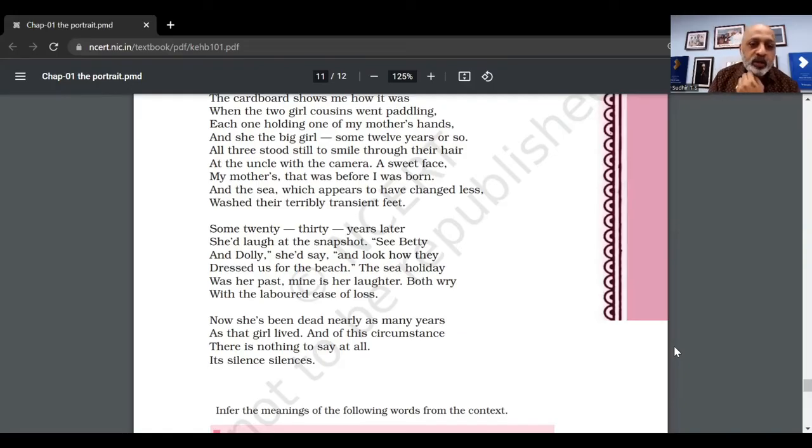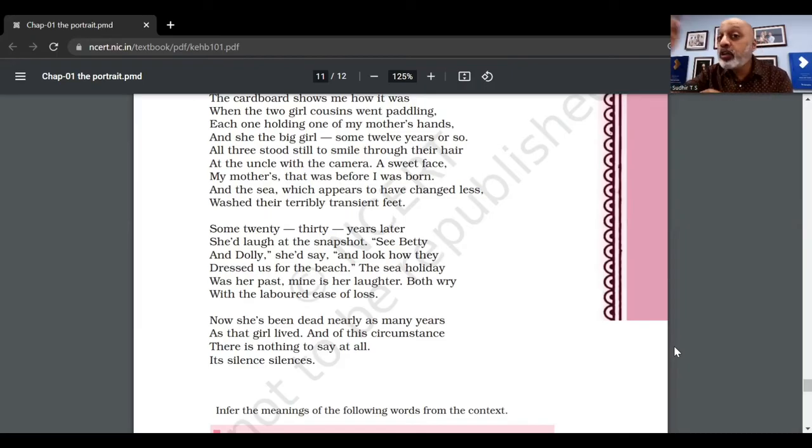The sea holiday was her past, mine his her laughter. Fantastic line, superb line. So what she's saying in a very wistful, very nostalgic kind of tone, with a sense of sadness, is that the sea holiday, the beach holiday, was her mother's wonderful past from her childhood. While for the poet, listen to this carefully, her mother's laughter looking at that photograph is her past.